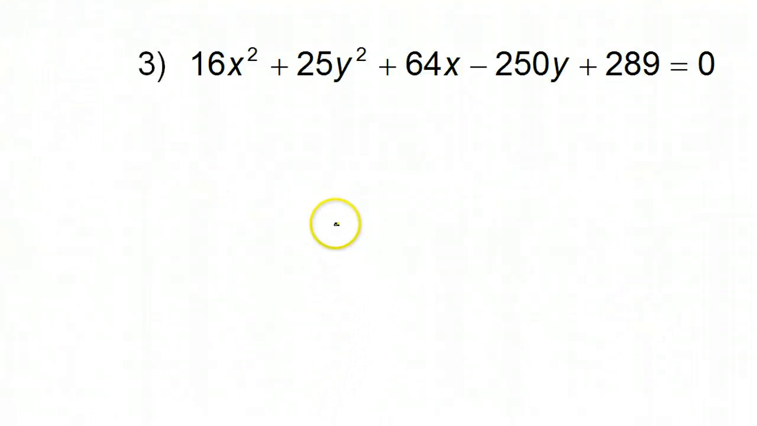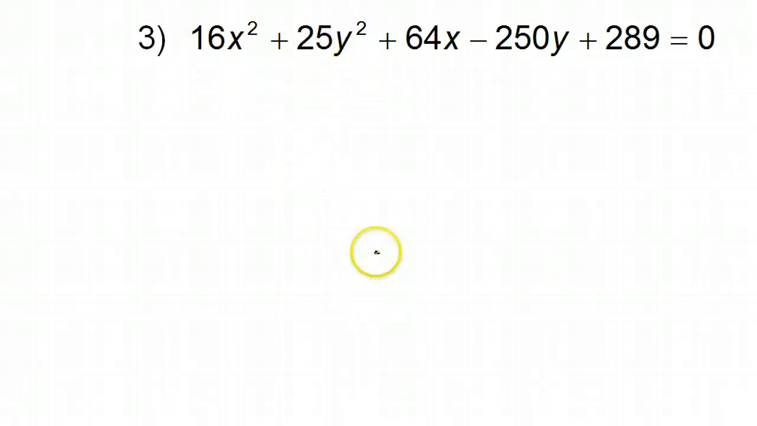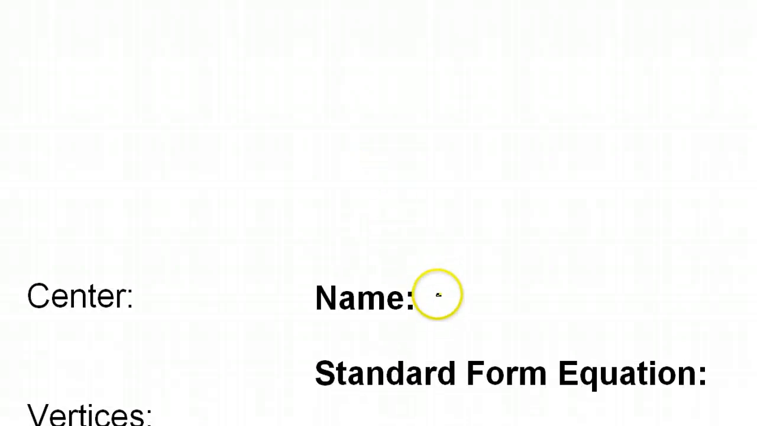Alright, first we have to decide what kind of shape it is. Both of them are squared, so I know it's not a parabola. Neither one of these terms are negative, so it's not a hyperbola. So that leaves a circle and ellipse. If it were a circle, both of these coefficients would be the same, like 16 and 16. So it must be an ellipse. So let's write that down. This is an ellipse.